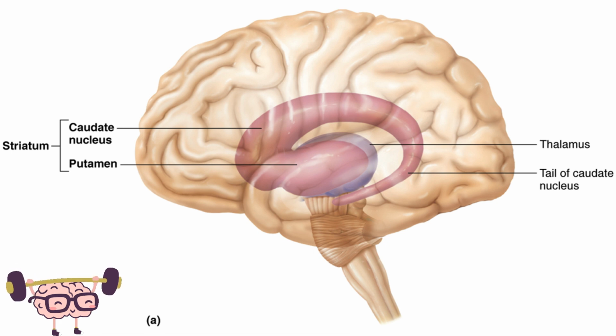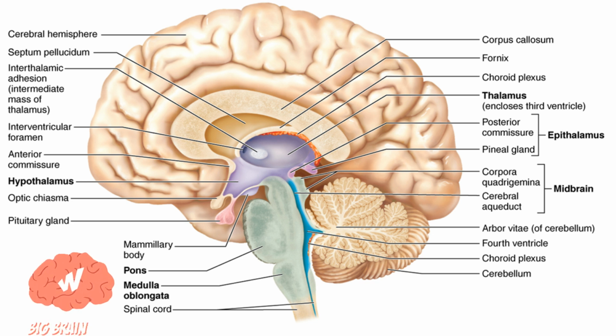Deep within the white matter, we identify the basal nuclei, or ganglia. This includes the arching caudate nucleus and the lentiform nucleus, which is composed of the lateral putamen and the more medial globus pallidus. Now we'll examine the diencephalon, starting with the external structures visible on the inferior surface.